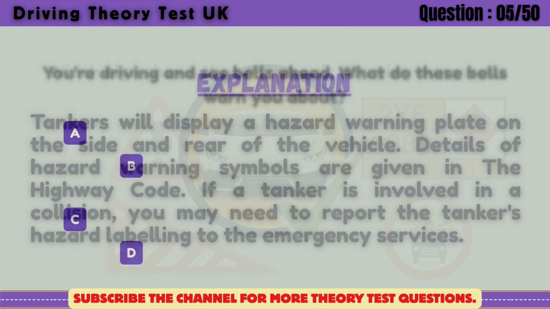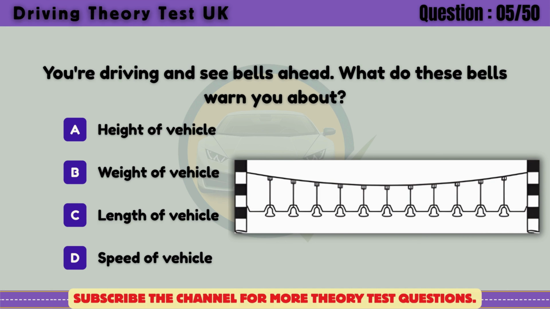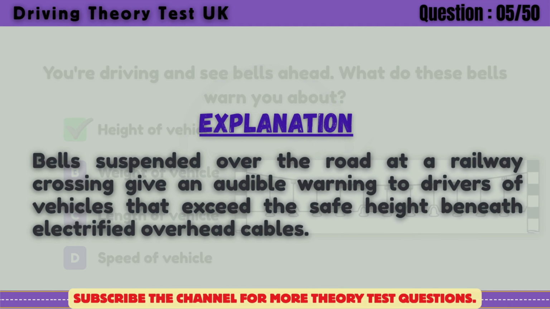Question 5. You're driving and see bells ahead. What do these bells warn you about? Option A. Height of vehicle. B. Weight of vehicle. C. Length of vehicle. D. Speed of vehicle. Answer is A. Height of vehicle. Bells suspended over the road at a railway crossing give an audible warning to drivers of vehicles that exceed the safe height beneath electrified overhead cables.